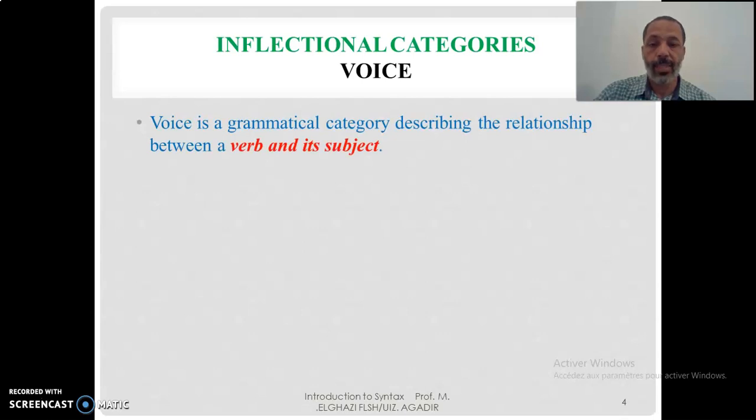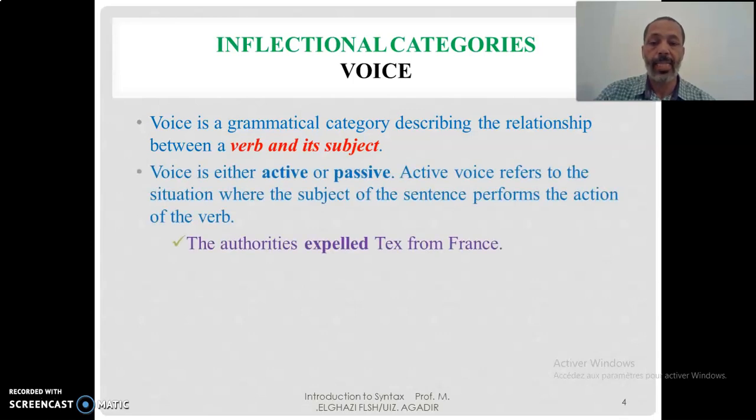The following inflectional category is voice. It's simple and very short. Voice is a grammatical category describing the relationship between a verb and its subject. Voice is either active or passive, as you know. Active voice refers to the situation where the subject of the sentence performs the action of the verb, where the object becomes subject. And we speak here about the grammatical subject and not the semantic subject.